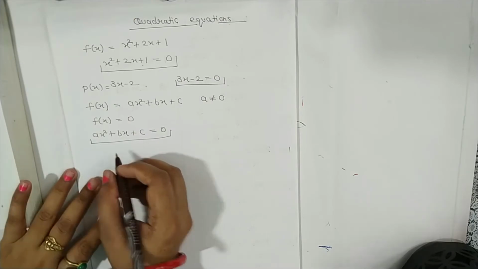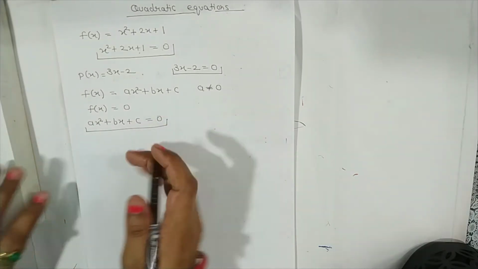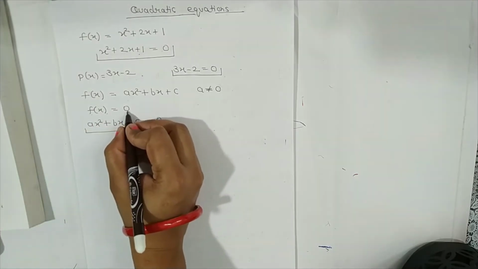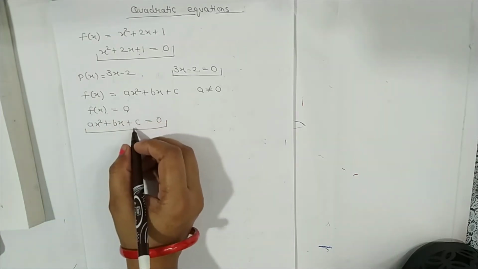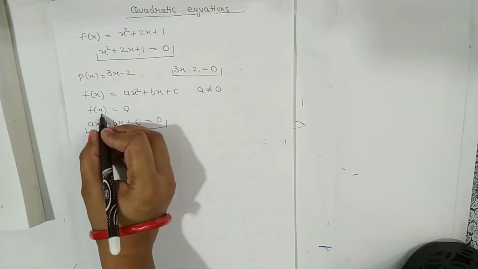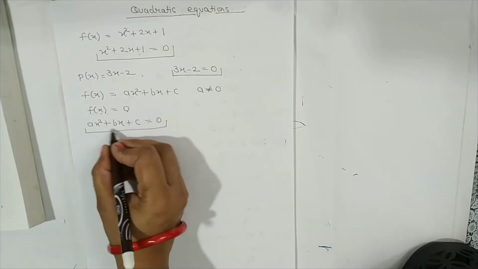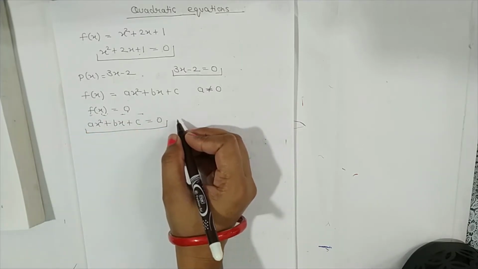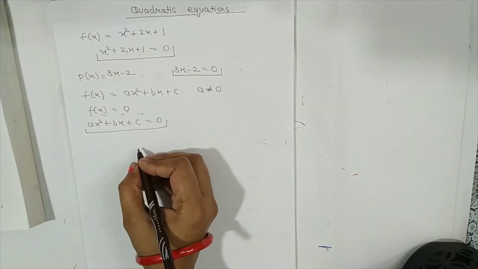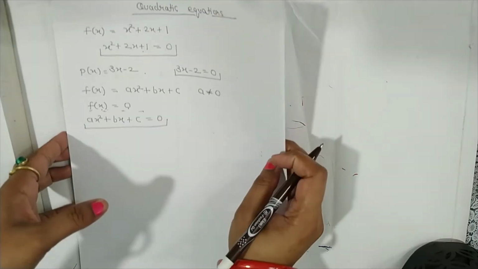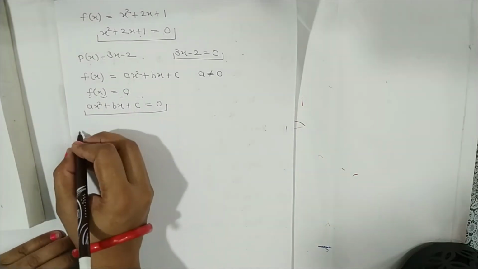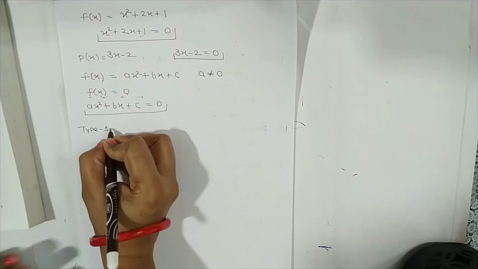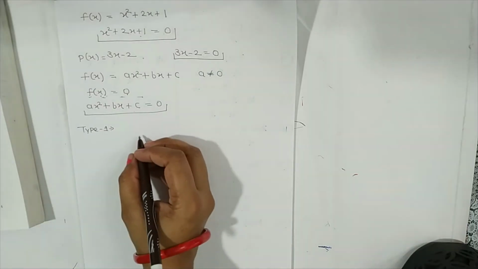We have already learned about the zeros of the quadratic polynomial. So suppose f of x is equal to 0 is a quadratic equation, then the zeros of this polynomial are called the roots of the equation f of x is equal to 0. Now we will discuss different types of questions related to quadratic equations. Type 1 question: we have to identify whether a given equation is quadratic or not.